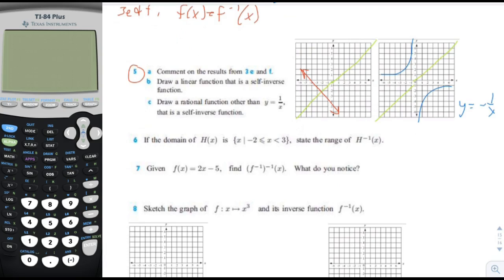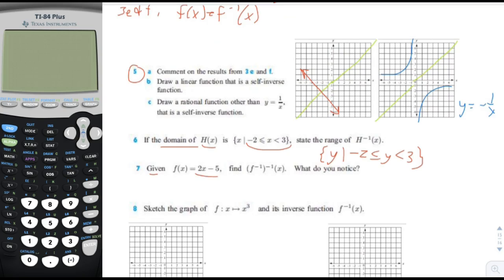If the domain of h of x is between -2 and 3, including -2, state the range of the inverse function of h. And remember, the ranges and the domains are opposite. So if they say the domain of h is that, then the range of inverse h is going to be exactly the same thing, except instead of all the x's, you're going to have y's.